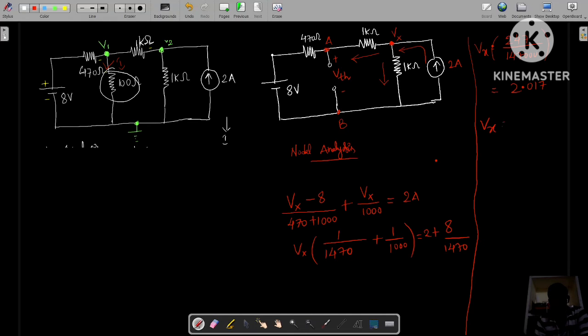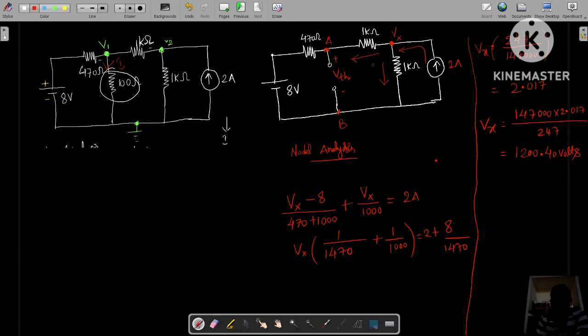Okay, now Vx is equal to 147,000 into 2.017 divided by 247. I have just cross multiplied with the LHS term. So 147,000 into 2.017 divided by 247. So what is the value we can get? We can get Vx as 1200.40 volts. But this is not VTH.